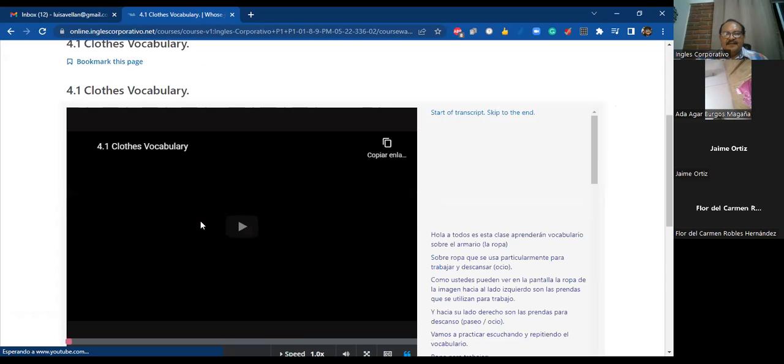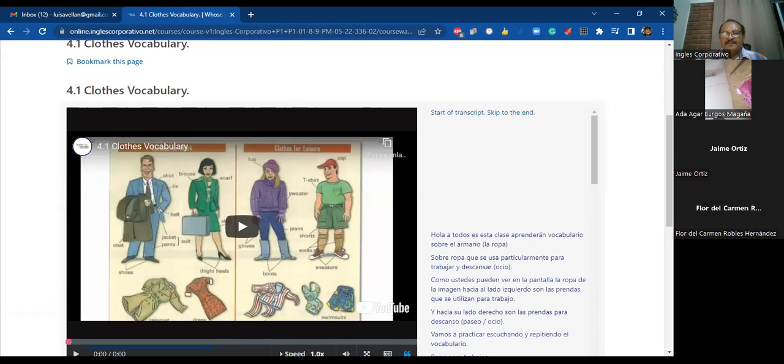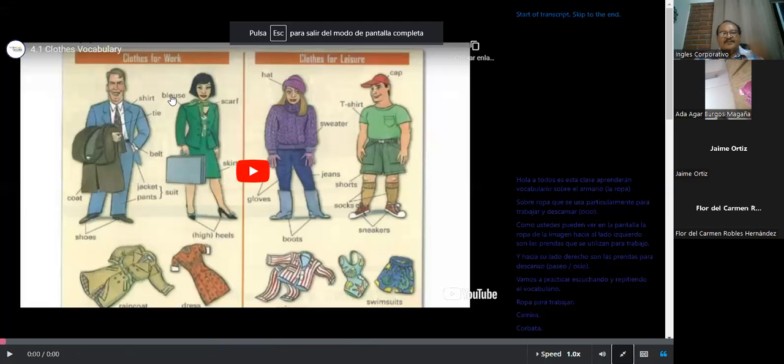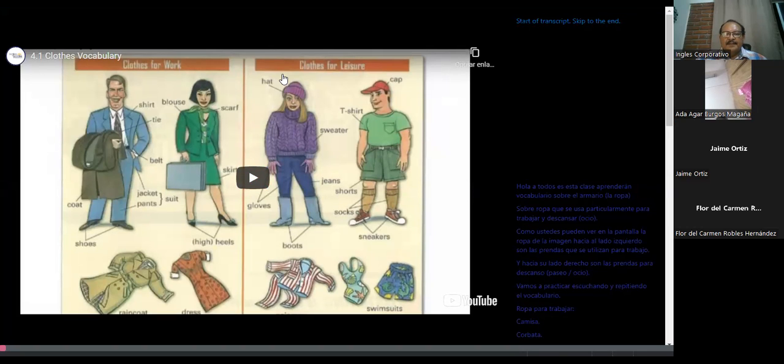Okay, so this is the vocabulary, for clothes for work and clothes for leisure. So this is when we are at home or when we are on vacation. And now listen to the pronunciation.